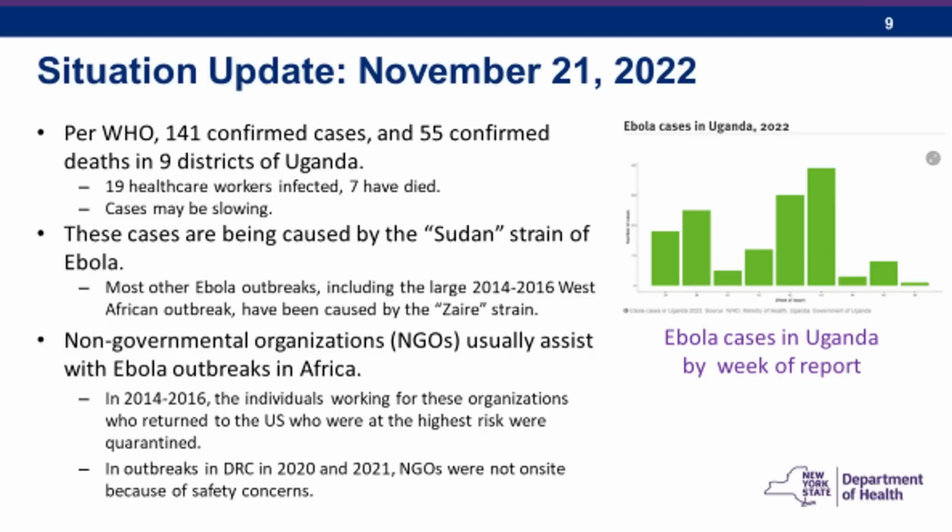The non-government organizations usually do assist with Ebola outbreaks in Africa. In 2014 to 2016, individuals working for those organizations who returned to the U.S. and were at the highest risk were quarantined. In outbreaks in the Democratic Republic of Congo in 2020-21, NGOs were not on site because of safety concerns.